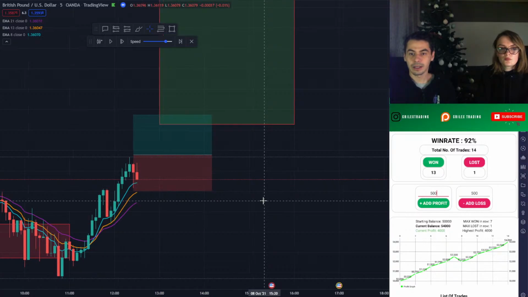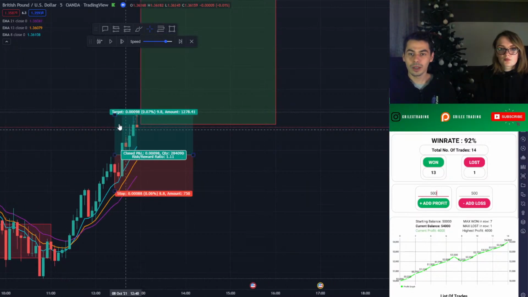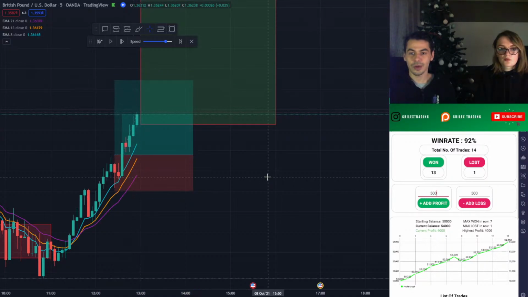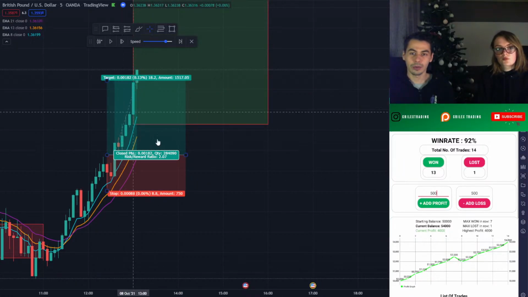Okay, and let's see if we get triggered. We do. We hit our 1-to-1 target, and now, as you probably know, we move it to 2-to-1. We have no risk on the table, and we are looking for additional entries to follow this trend upwards. Actually, the 2-to-1 was hit quite fast here.